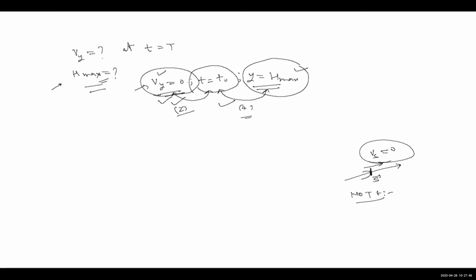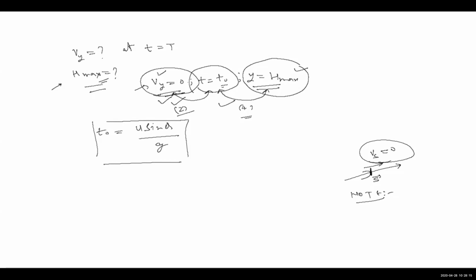So T naught is u sin theta by g. Do you see anything specific about this T naught, the value you have got? It's half of capital T. So again, write the note. From now onwards, you can say the maximum height is achieved exactly at half of the time of flight.